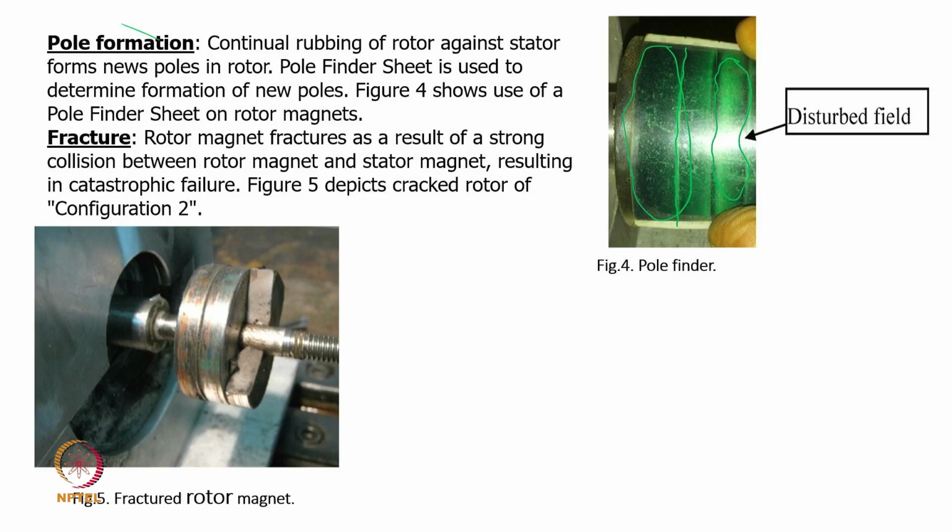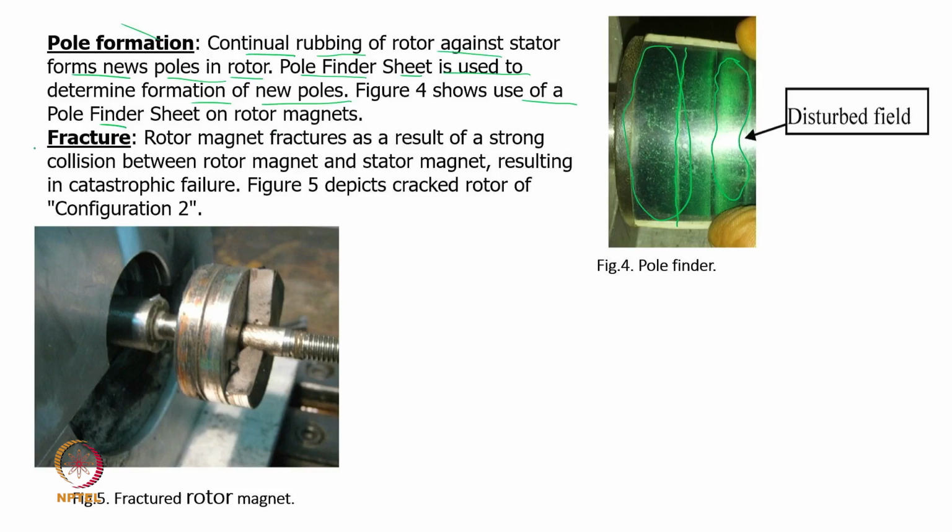And this is what we call pole formation. Continual rubbing of the rotor against the stator forms new poles in the rotor. So, it is not a single pole, there may be a number of poles, which will be shown in the subsequent slides, how it happened and how we figure it out. We use a pole finder sheet, which is available in the market, to determine the formation of the new poles, and this figure shows the use of the pole finder sheet on the rotor. That is what we use, and then we figure it out.